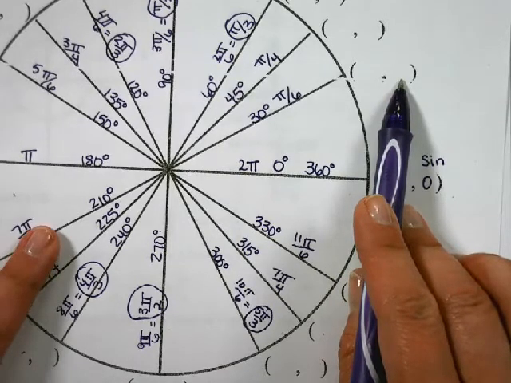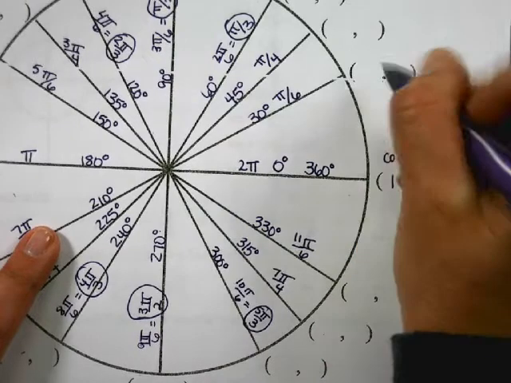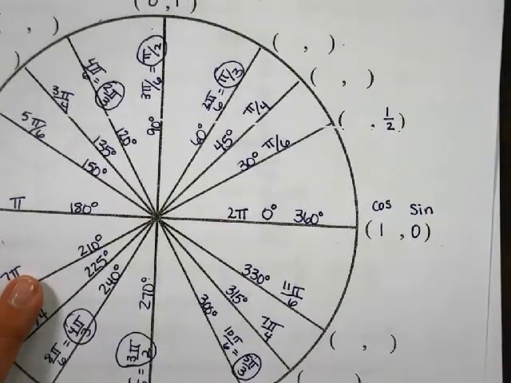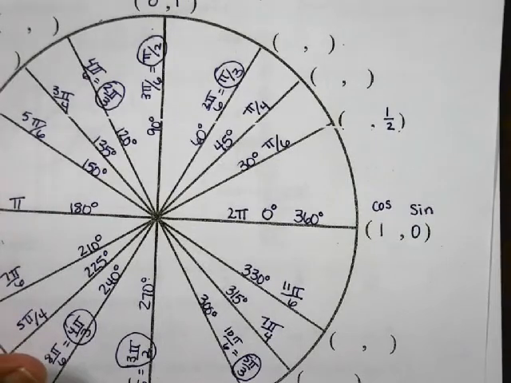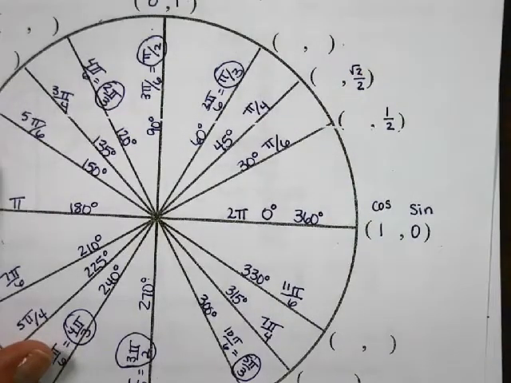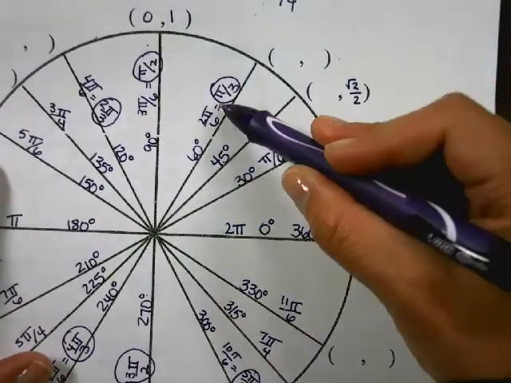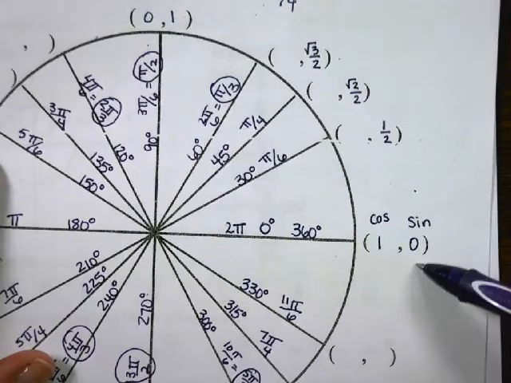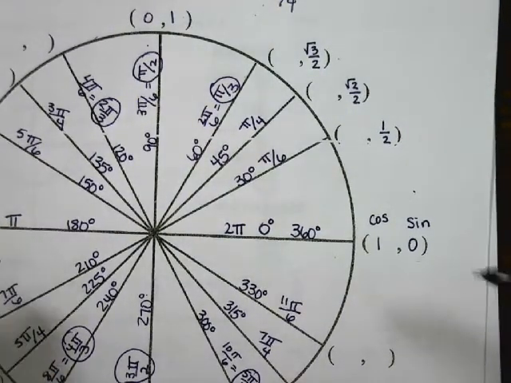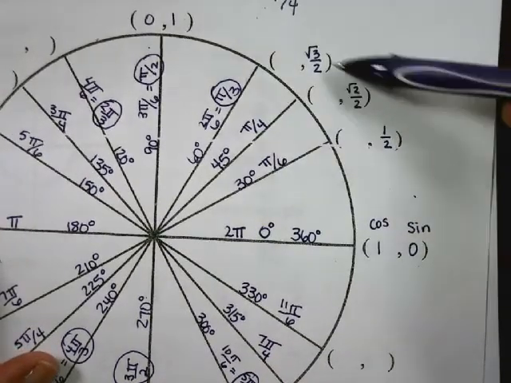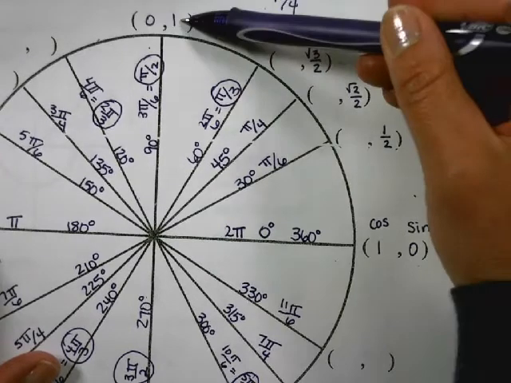This is the part where it's going to take some memorization on your part. 1/2. What's the sine of 45 degrees? Root 2 over 2. And what's the sine of 60 degrees? Root 3 over 2. Look at what we just did. We took our exact value chart, that very first row, and we had the sine of 0, the sine of 30, the sine of 45, the sine of 60, the sine of 90. Do you see that?